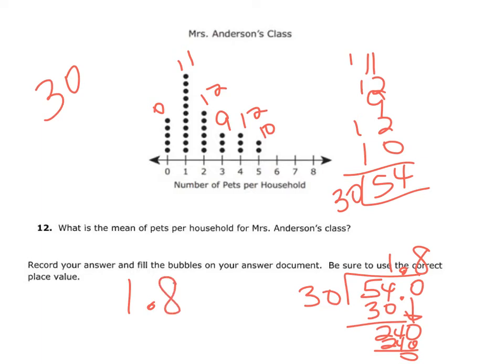1.8. So again, remember when they're asking for the mean, you're adding everything up and dividing it by how many numbers you added. In this case, there were 30. The total was 54, and you just divided. Make sure you write down what you could have done better or why you think you could have gotten it wrong if you don't have your test.